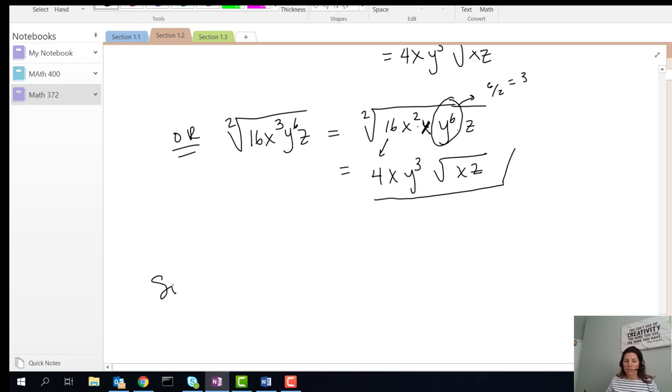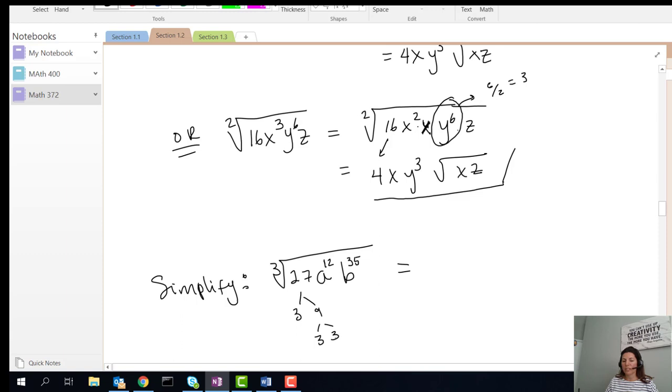So if I wanted you to, for example, simplify the cube root of something like, let's say, 27a to the 12b to the 35, right? We don't want to be writing all of those. So I can say, well, I know 27 is 3 times 9, which is 3 times 3 times 3. So 27 is already a perfect cube.